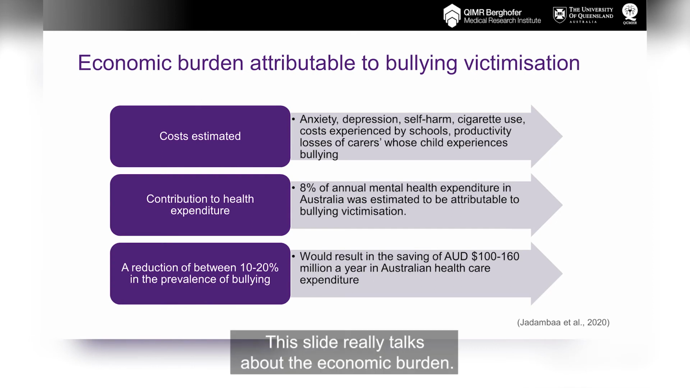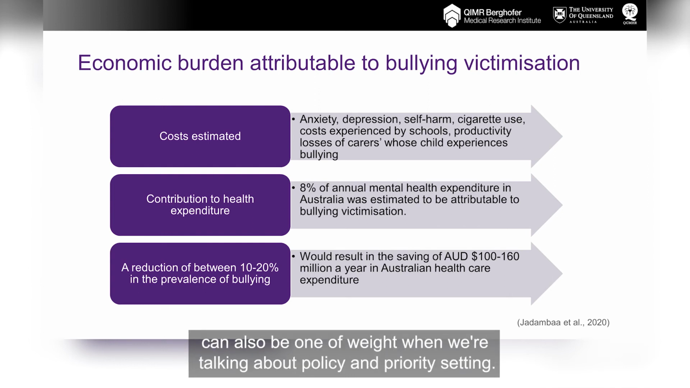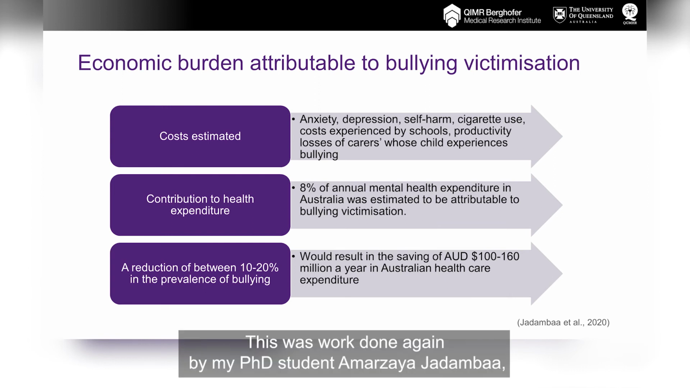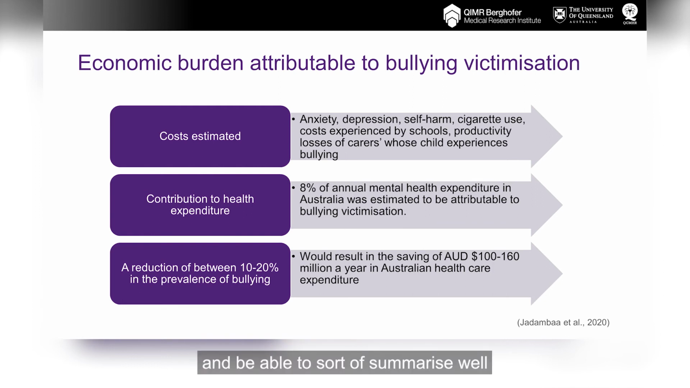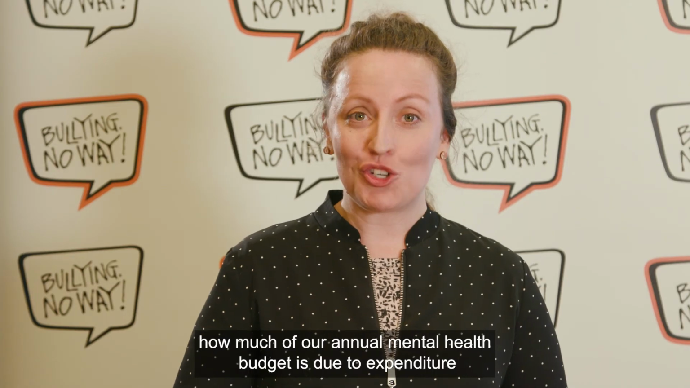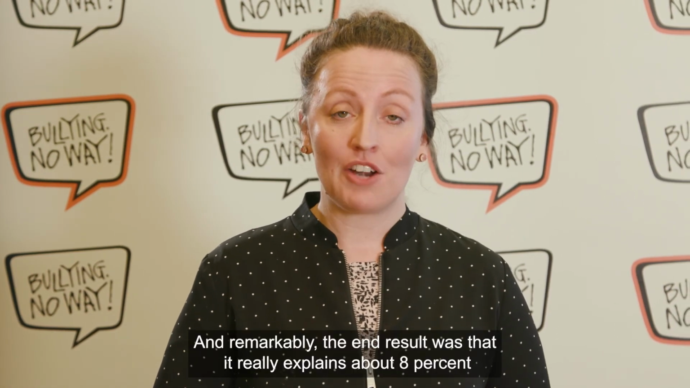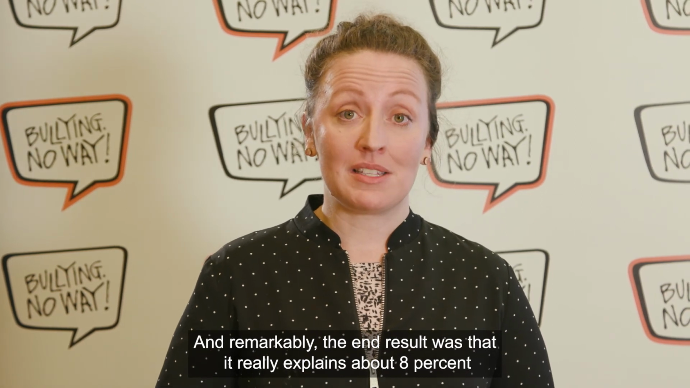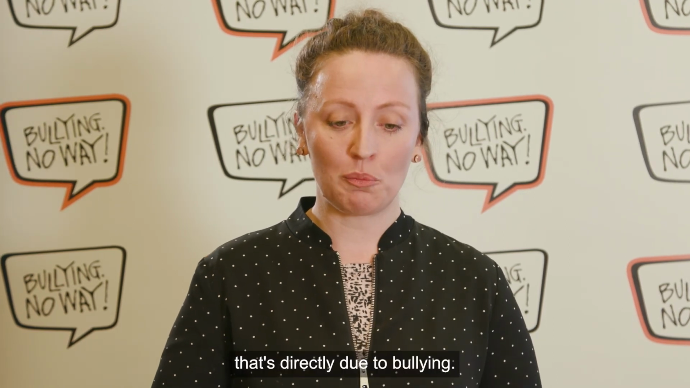This slide really talks about the economic burden. We know there's also an economic burden, and sometimes the economic argument can also be one of weight when we're talking about policy and priority setting. This was work done again by my PhD student, Amazea Jadamba, and she was able to estimate the economic costs of bullying and summarise how much of our annual mental health budget is due to expenditure that is actually directly attributable to bullying victimization. And remarkably, the end result was that it really explains about 8% of the annual mental health expenditure in Australia. That's directly due to bullying.